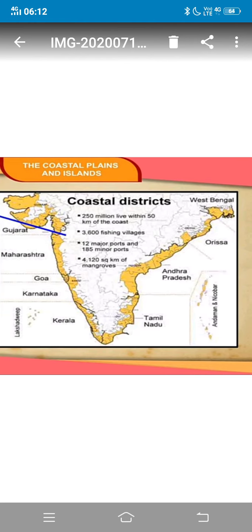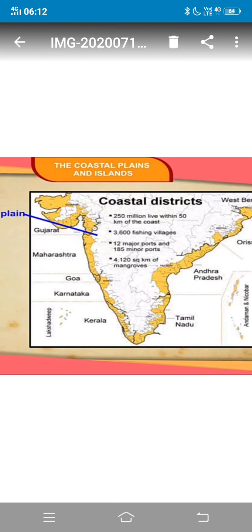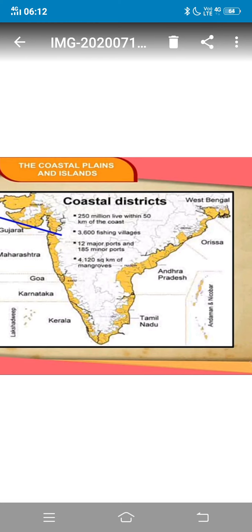Now let us make a few more points clear. In the Andaman and Nicobar Islands, there are totally 572 islands. Some are inhabited and some are not. Nearly 37 are inhabited, you can remember. In the same way, Lakshadweep has 36 islands. The capital of the Andaman and Nicobar Islands is Port Blair. The capital of the Lakshadweep Islands is Kavaratti.